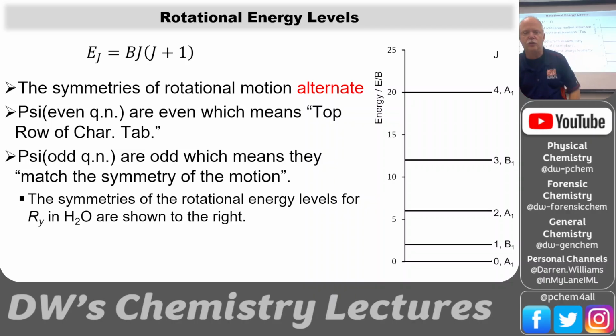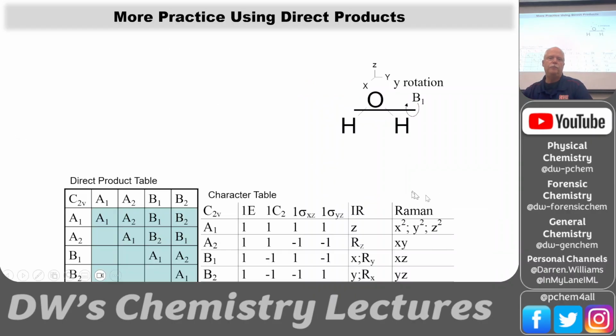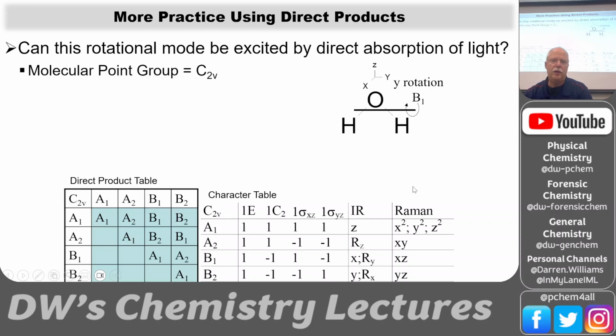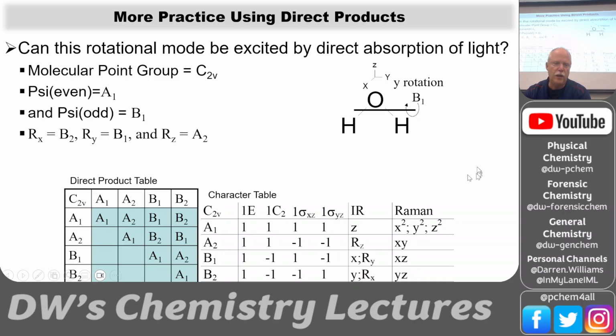So let's look at the selection rules for this then. So can this molecule be excited by direct absorption of light? Psi evens would be A1, psi odds would be B1 for this particular rotation. See, the rotation around the y-axis is B1. And Rx is B2 and Rz is A2. So this is the J equals 0, this is the J equals 1, and this is light in the middle.